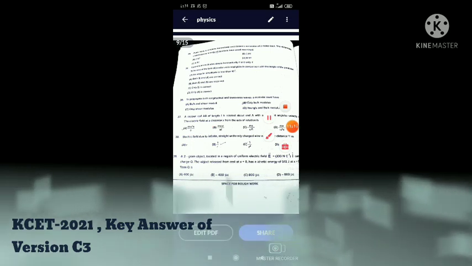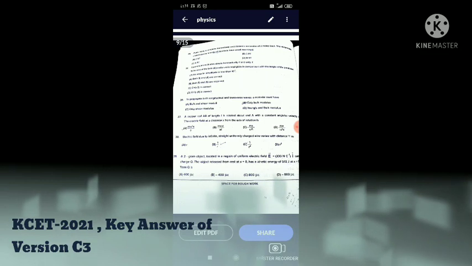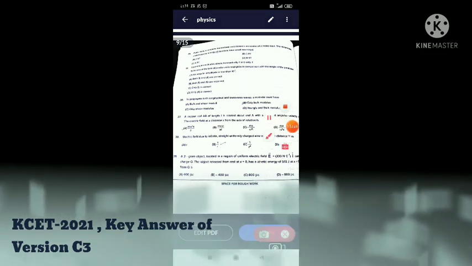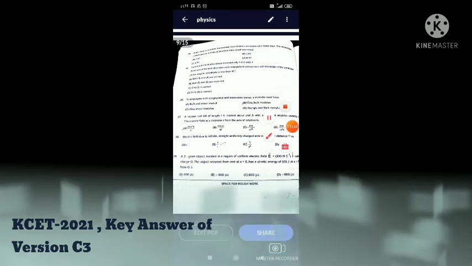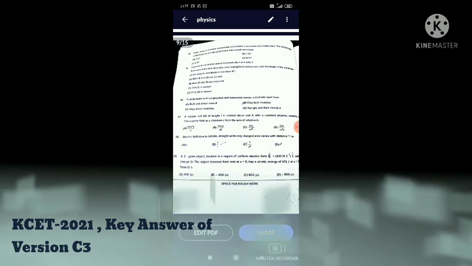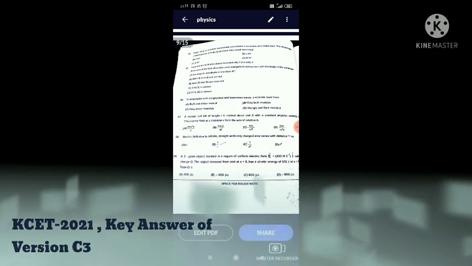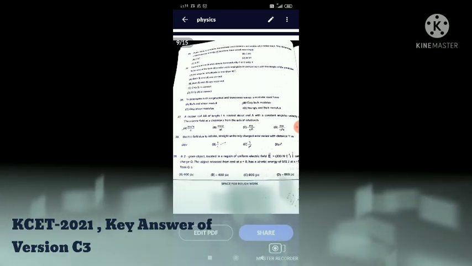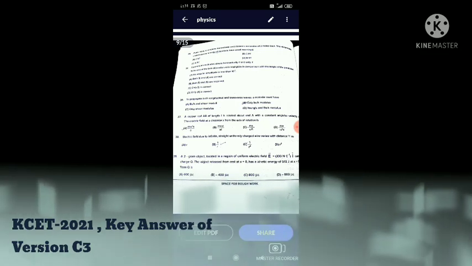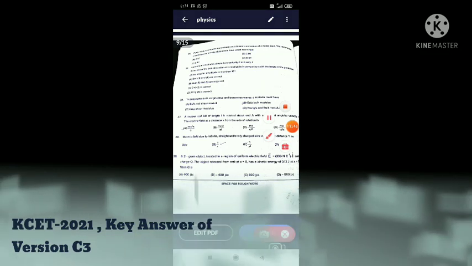Then the 38th question: Electric field due to an infinite straight and uniformly charged wire varies with distance r as? The option is option B. Next, 39th question: A 2 gram object located in a region of uniform electric field E carries a charge Q. The object released from rest at x equals 0 has kinetic energy of 0.12 joules at x equals 0.5 meters. Then Q is? The option is option C.